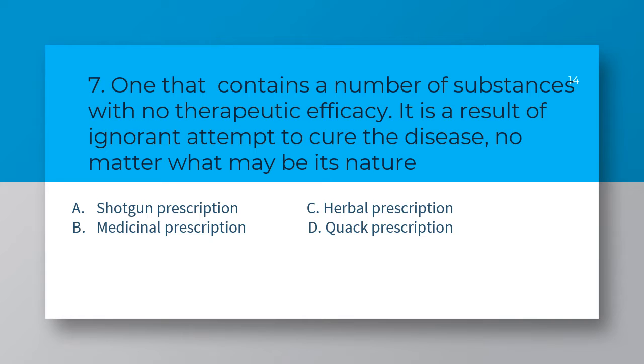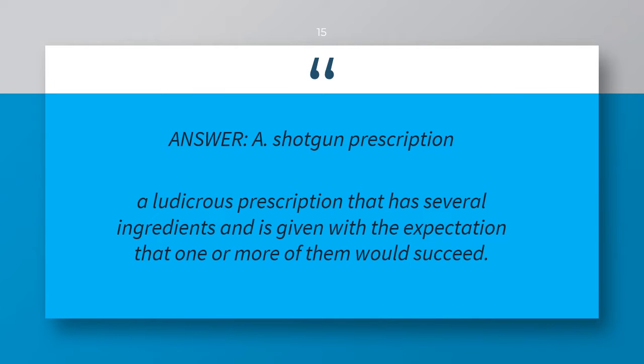Number 7. One that contains a number of substances with no therapeutic efficacy. It is a result of an ignorant attempt to cure the disease, no matter what may be its nature. Answer is A. Shotgun prescription. A ludicrous prescription that has several ingredients and is given with the expectation that one or more of them would succeed.